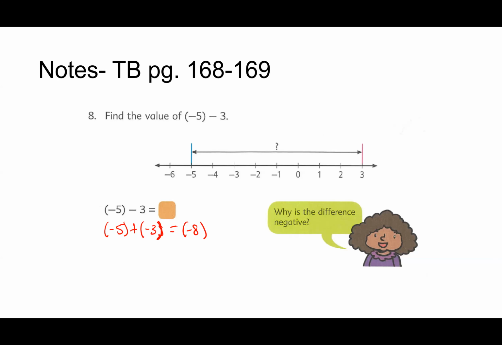Could be wrong, but I think it might be because -5 is already past 0, then subtracting more values from it, it has to be less. Yes, exactly. So Maddie's right. So remember, guys, some math words here. The subtrahend, sub is under.